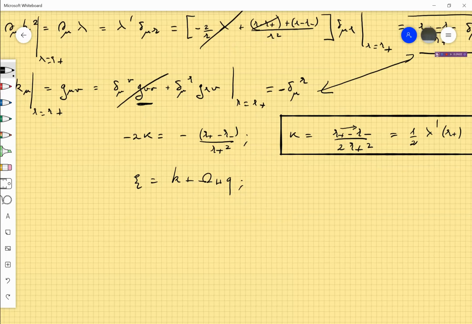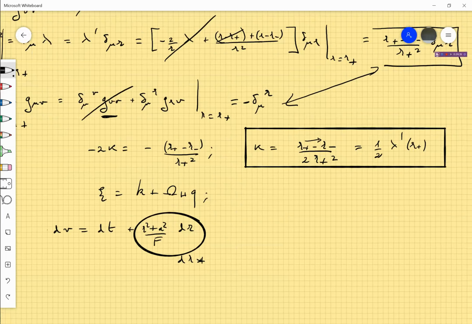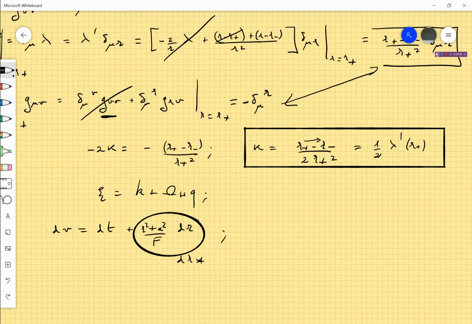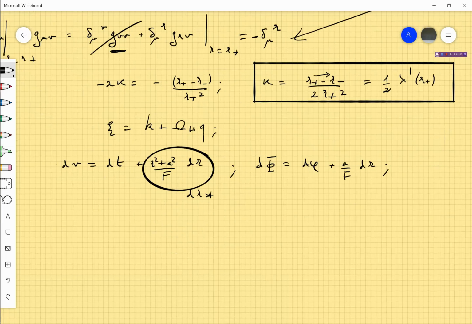The way to do this in the Kerr metric, well, it's more complicated. You define V in a similar way. So this is r squared plus a squared divided by f dr. Okay, this is just dr star. So this is exactly the same thing. But in this case, you need to redefine this angular coordinate as well, otherwise you don't get a regular metric on the horizon.